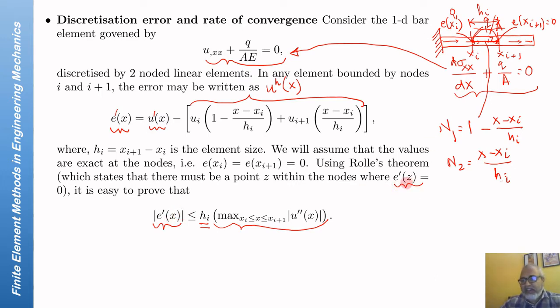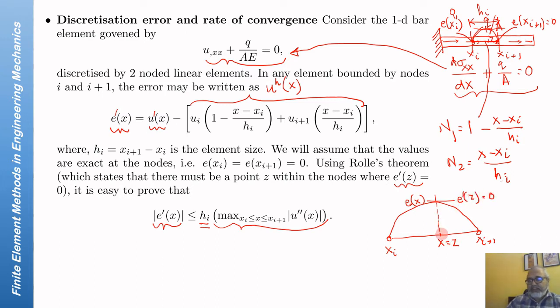So let's assume that z is the point, x equal to z, where E prime z is equal to 0. That means this point. And then I have xi here, xi plus 1 here. E(x) is a function which is 0 at both ends, and where its slope is parallel to the x-axis is x equal to z. So E prime z is equal to 0.